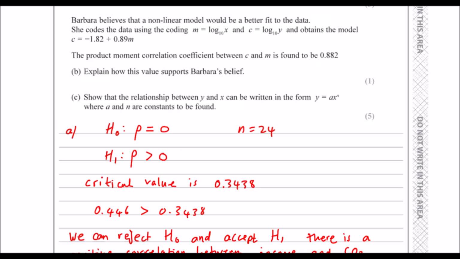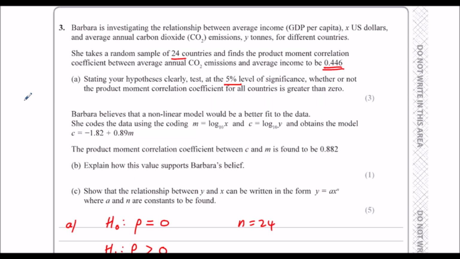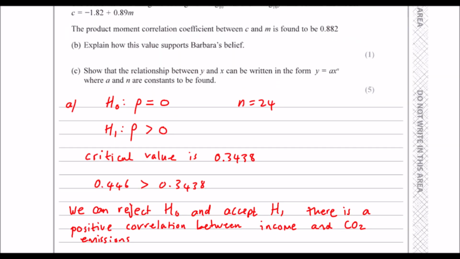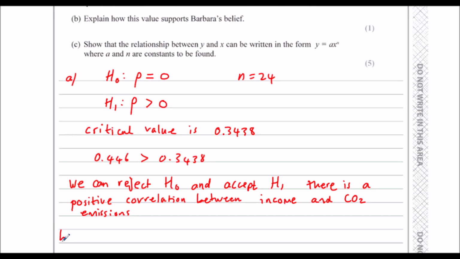Well, 0.882 is closer to 1 than 0.446. It's a stronger positive relationship. So we can say 0.882 is closer to 1. Therefore, it's a stronger positive relationship.